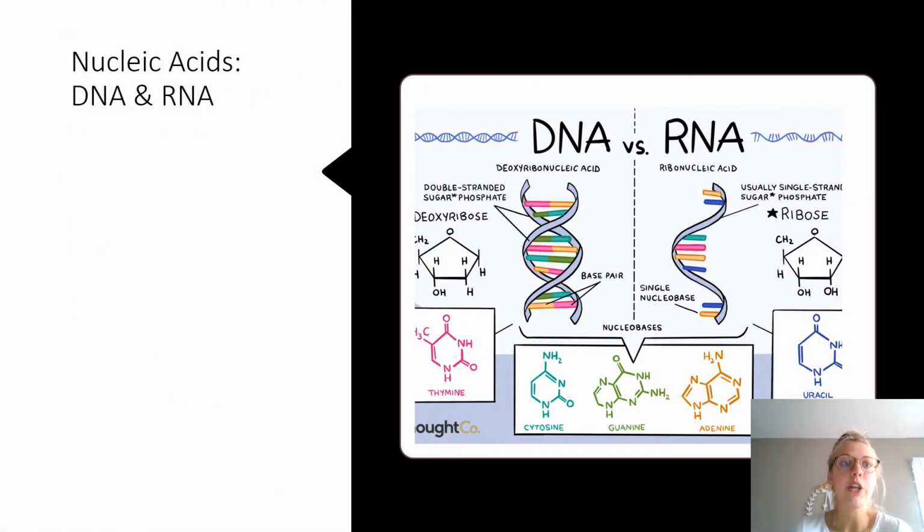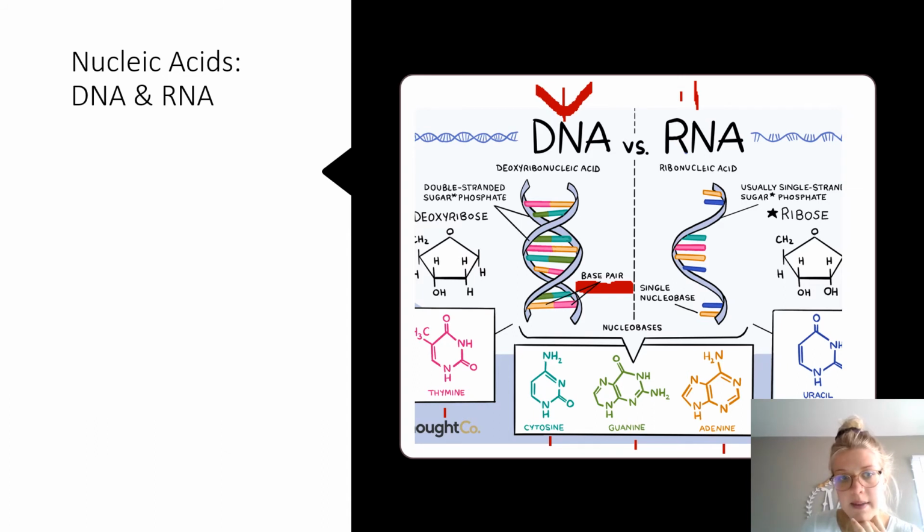Let's take a look at nucleic acids. We have two different types of nucleic acids. We have DNA and we have RNA. DNA is otherwise known as deoxyribonucleic acid. DNA is a double-stranded sugar binding to a phosphate. And as you can see here, DNA has cytosine, guanine, and adenine, but it also has thymine as its base pair here. Now that we've talked about DNA, let's take a look at RNA.